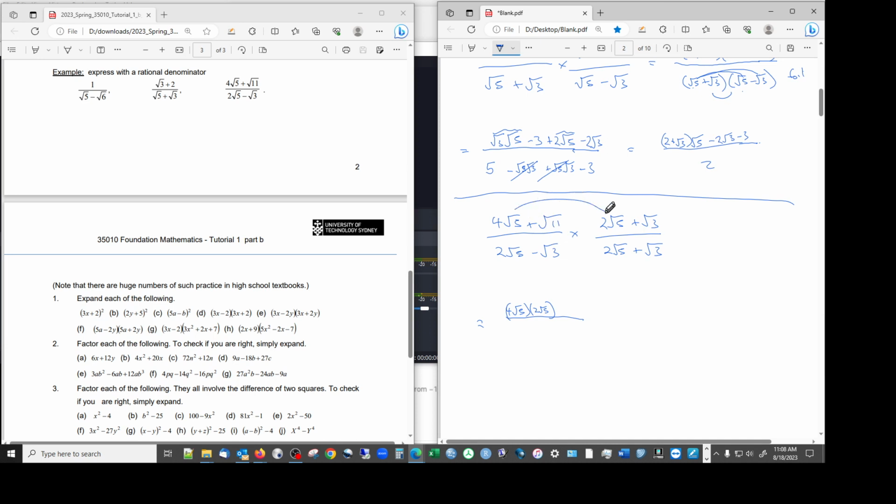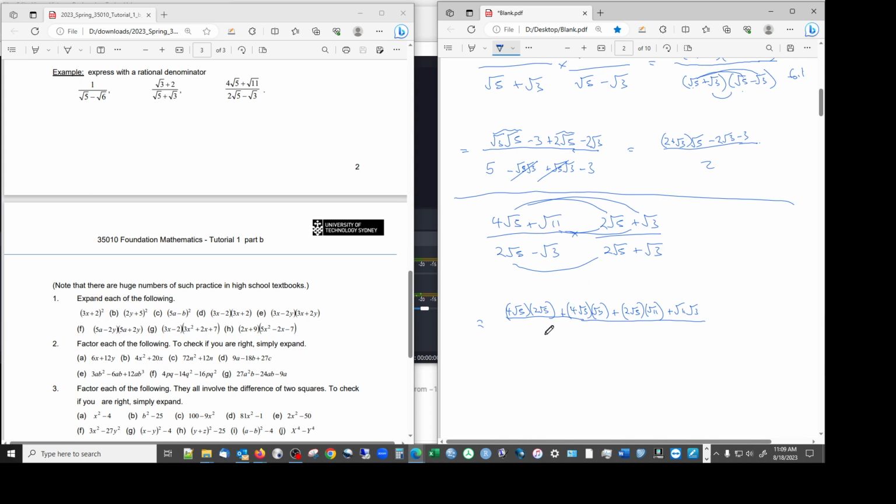That's that part. Then the next part's the outside. So we're going to have plus 4 root 5 times root 3. Then we're going to have plus 2 root 5 times root 11. And the final outside one is root 11 times root 3. Okay, and that's not important. What's important is this part.